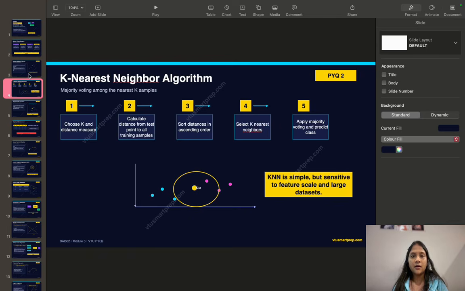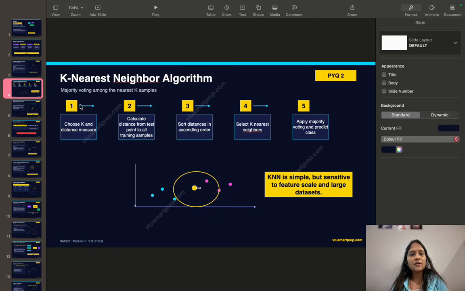Here it is the same thing, k nearest neighbor. But in the next question they have asked about the k nearest neighbor algorithm. What is an algorithm? You have to tell it as a process. What is the first step? What is the second step? What is the third step? What is the fourth step? And what is the fifth step?